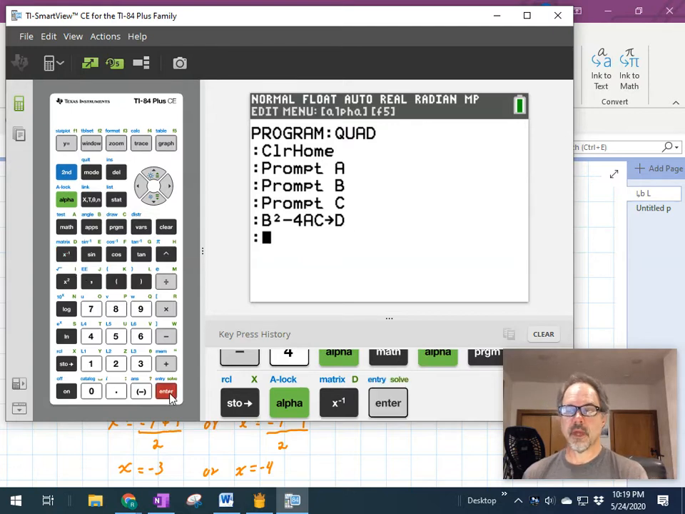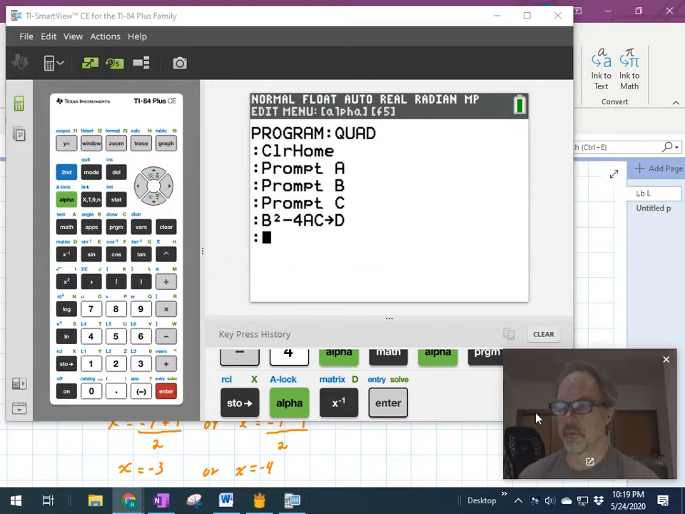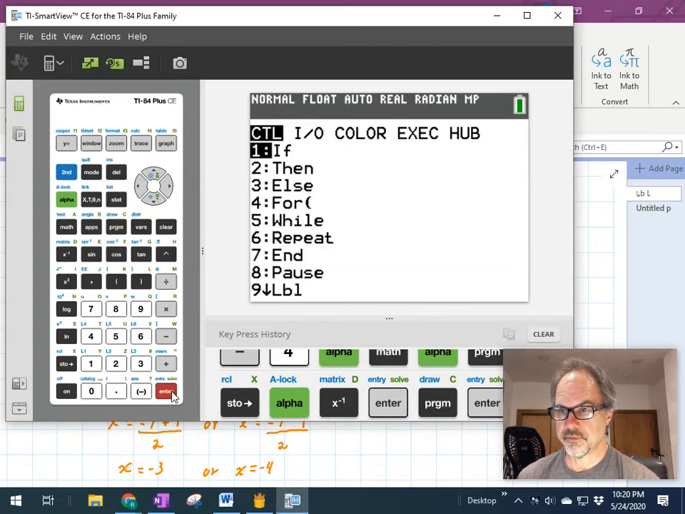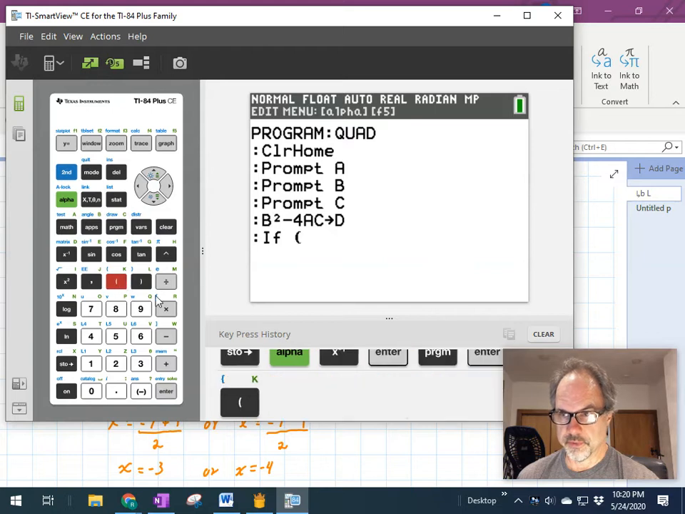Okay, now that we've calculated the discriminant, we have to make sure that the discriminant is positive in order for us to continue with this program. If the discriminant's not positive, then we want to tell the user that there's no real roots. So the way that we check to make sure that the discriminant is positive is we go back to program and we say if. Okay, I like to use parentheses here. So if alpha d is bigger than or equal to 0.